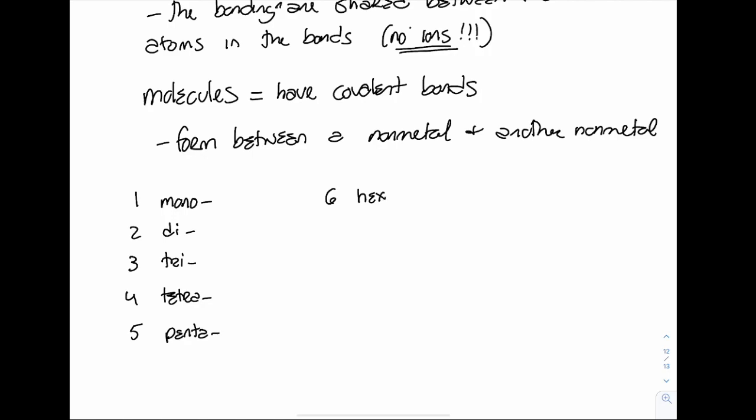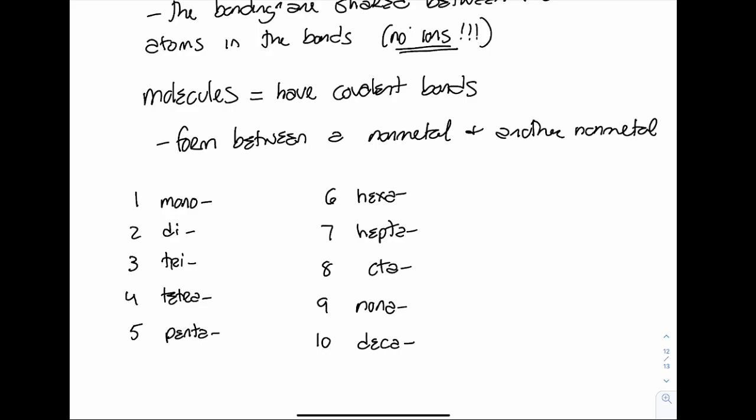6, hexa. 7, hepta. 8, octopus has 8 legs, right? Octa. 9, nona. 10, deca. A decade is 10 years. A decimal place is a tenths place. So you do need to memorize these. I think they're pretty straightforward though.